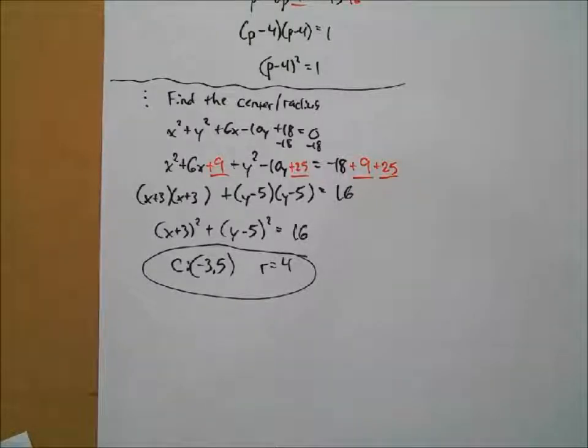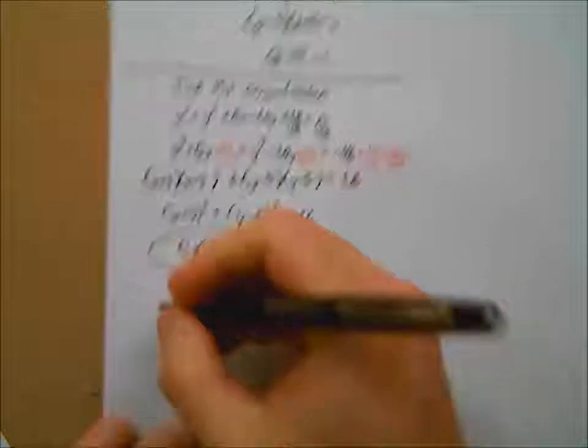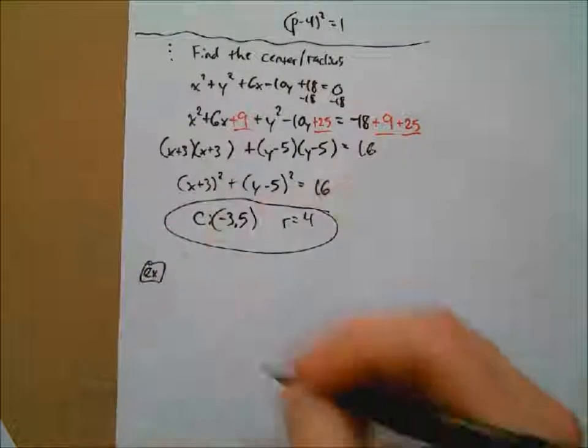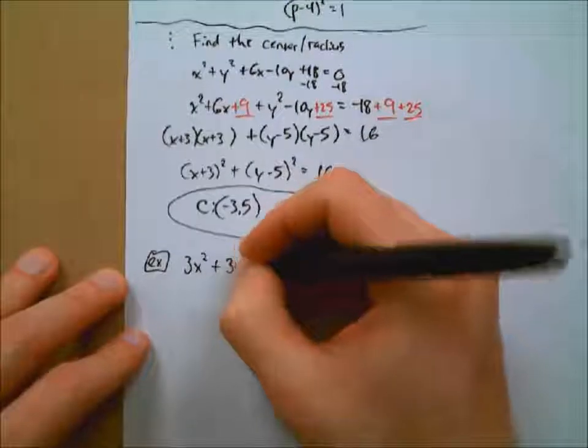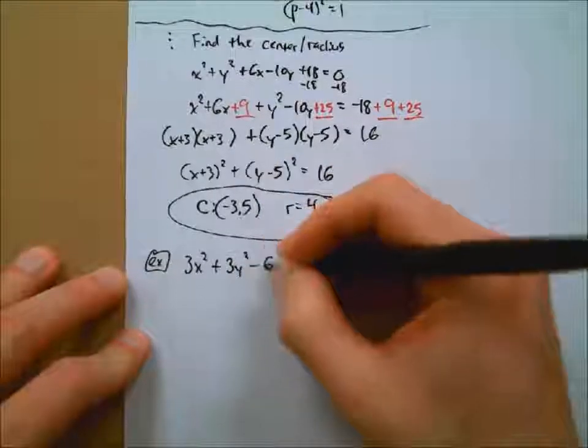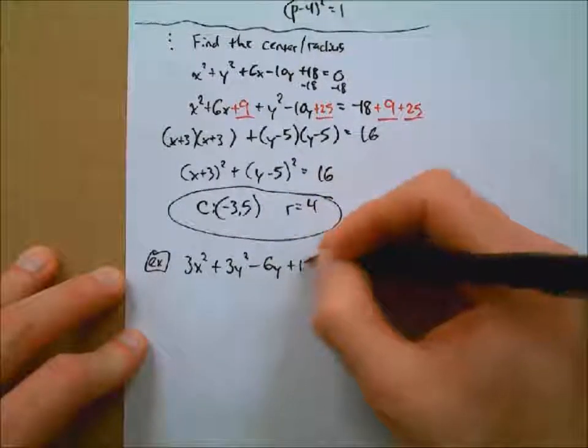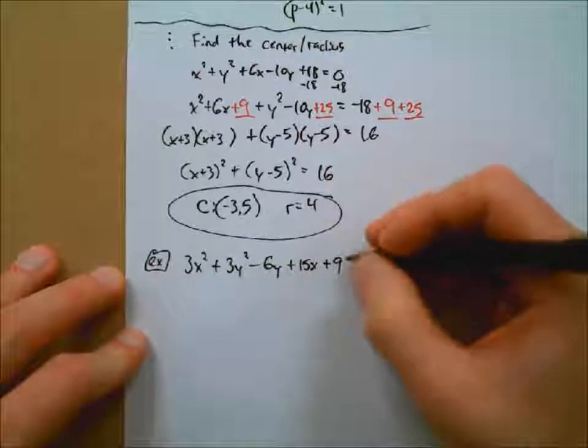All right, so there it is. All right. Questions on any of that? We'll do one more here together, and then I think I'll give you guys one to try. Actually, two to try after this. So we'll do one more together, and then I'll give you guys two to try on your own. All right. 3x squared plus 3y squared minus 6y plus 15x plus 9 equals 0.